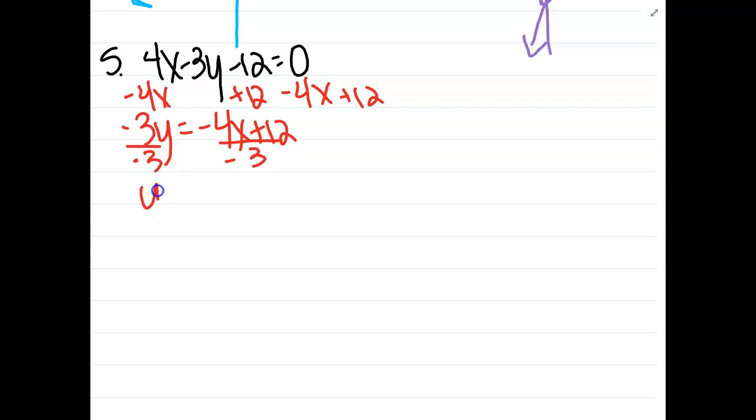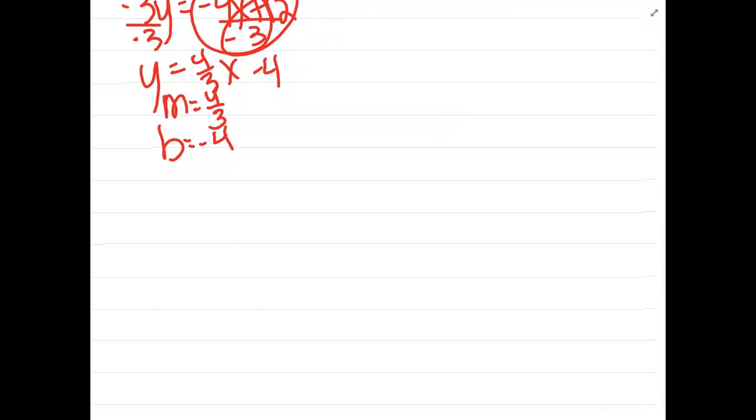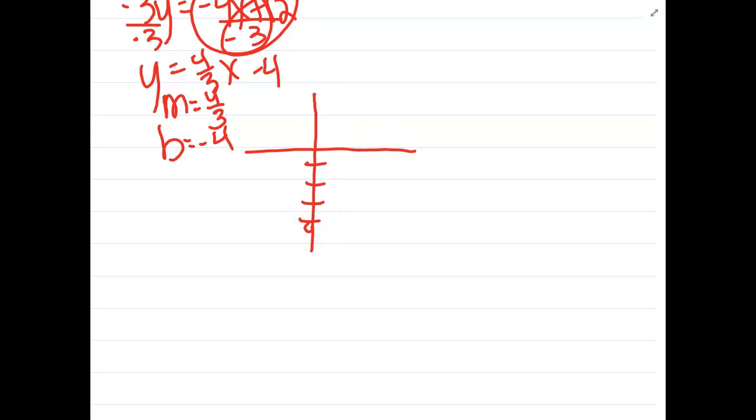Divide by negative 3. We would do the butterfly method. A negative 4 over a negative 3 would be a positive 4/3. 12 over negative 3 would be a negative 4, which means my slope is 4/3. My y-intercept is negative 4, and hopefully we're kind of catching on to this. We always plot the y-intercept first, so I'm going to have a point at negative 4. And this time, since my slope is 4/3, we rise 4 and run 3.